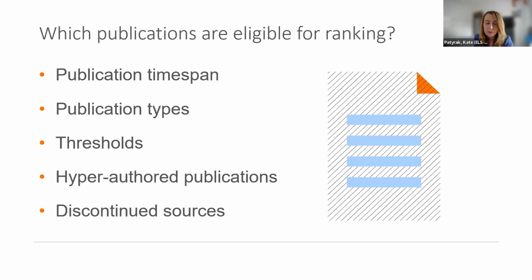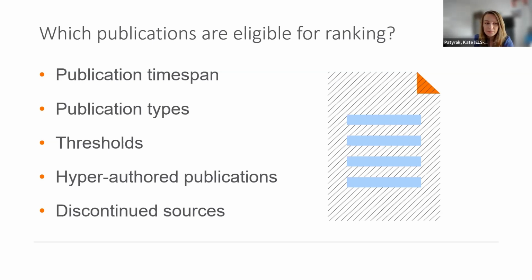There is also a special calculation for hyper-authored publications, so-called kilo-authored papers, which are publications with more than 1,000 authors. They are given a special treatment. These are counted fractionally with a minimum fraction of 0.05. This fraction is used in both outputs and impact calculations and depends on the number of authors from a specific institution versus the total number of authors.